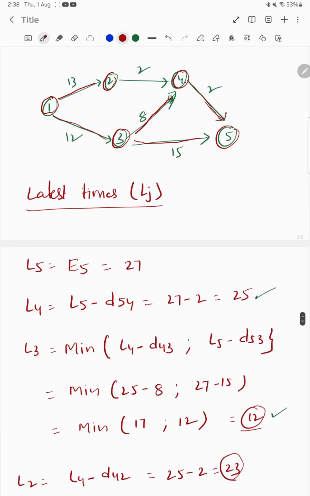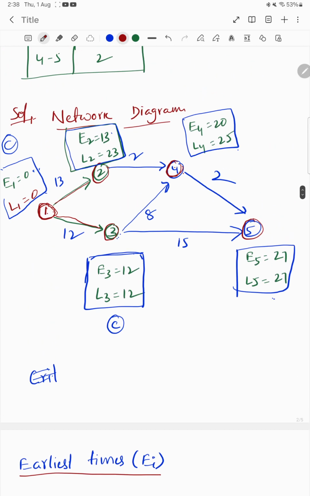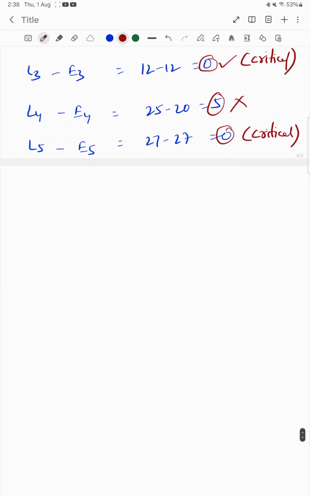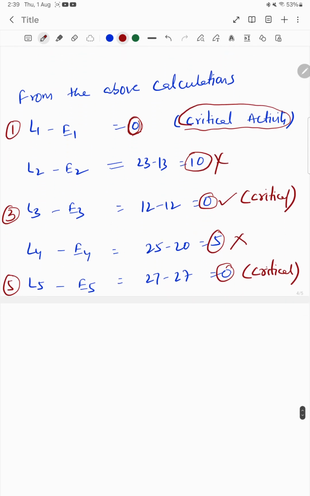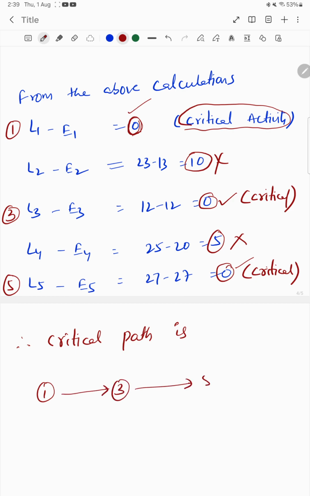What is the first one? This is activity 1, this is activity 3, this is activity 5. For all these 3 activities we have slacks of 0. So therefore the critical path is 1 to 3 and 3 to 5. At 1 we got 0, at 3 we got 0, and at 5 the difference is 0, therefore the critical path is 1, 3, 5.